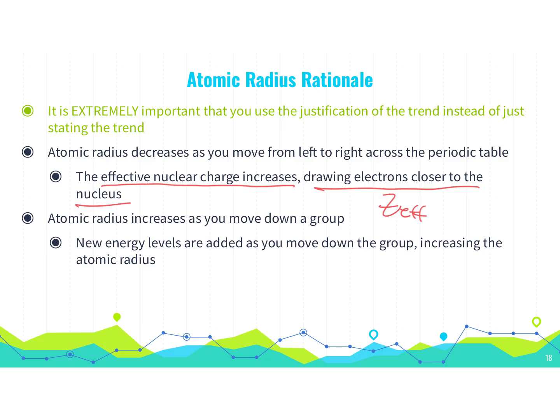You can always think about Zeff when we're thinking about these periodic trends, and it is going to be a pretty good answer in every case, a pretty good justification. But you always have to spell out, right? Because it's drawing electrons closer to the nucleus. That's why the radius is decreasing. You cannot simply say the radius decreases as you go across a period. That is not a justification. And then additionally, like I had said, as you're going down the periodic table, you're adding new energy levels, and this is increasing the atomic radius, and that would be our justification.